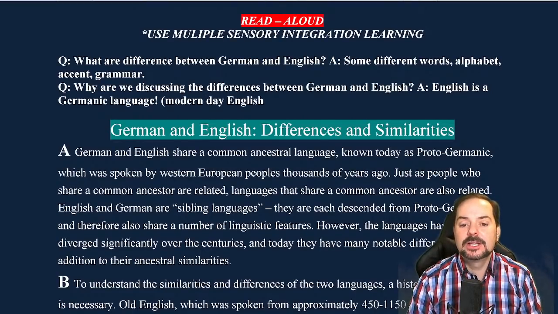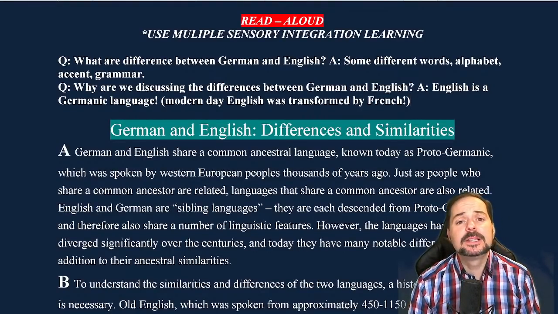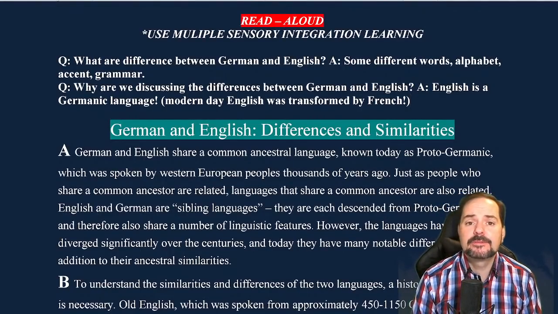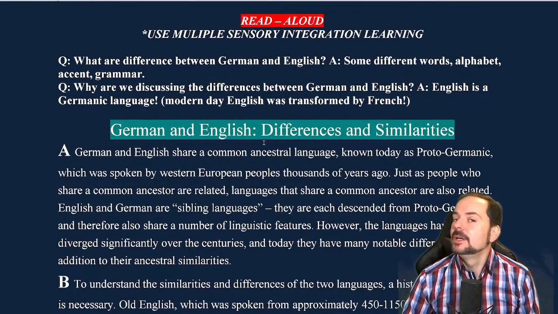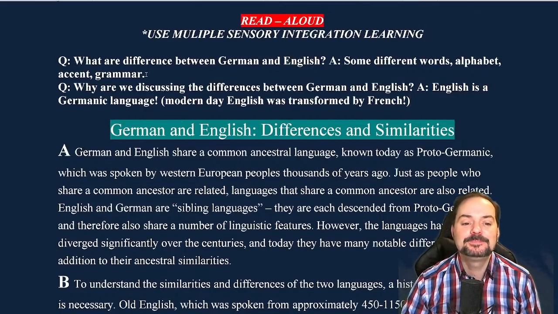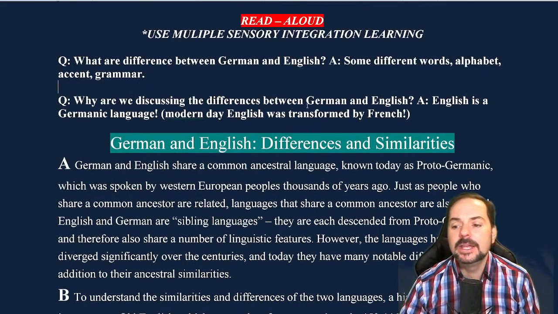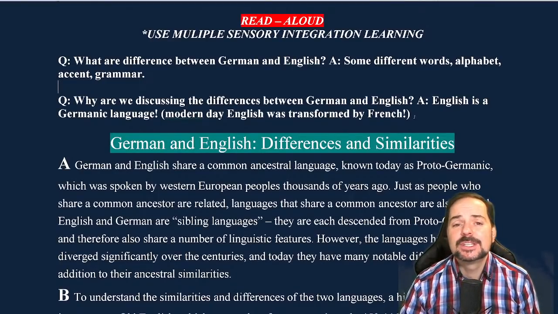So modern day English was transformed by French. Okay, so modern day English is basically Germanic roots with French influence. Okay, so if you can speak French, if you can speak German, you'll be able to learn a lot of English as well very quickly. Okay, all right. So how? By giving examples of words and grammar, right?